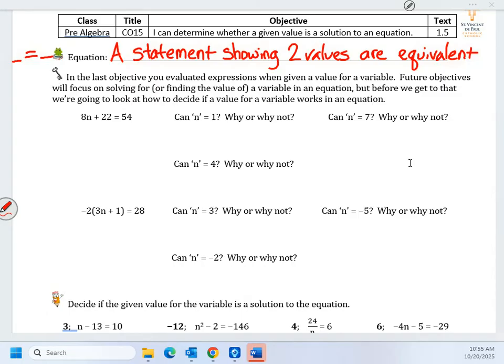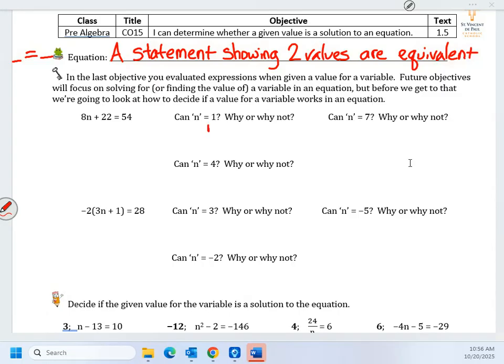So, let's take a look at some of these examples. 8n plus 22 equals 54. That is our given equation. Can n equal 1? Why or why not? Laura? No. Why? Because if it is 8 times 1 plus 22, that would equal 30, not 54.